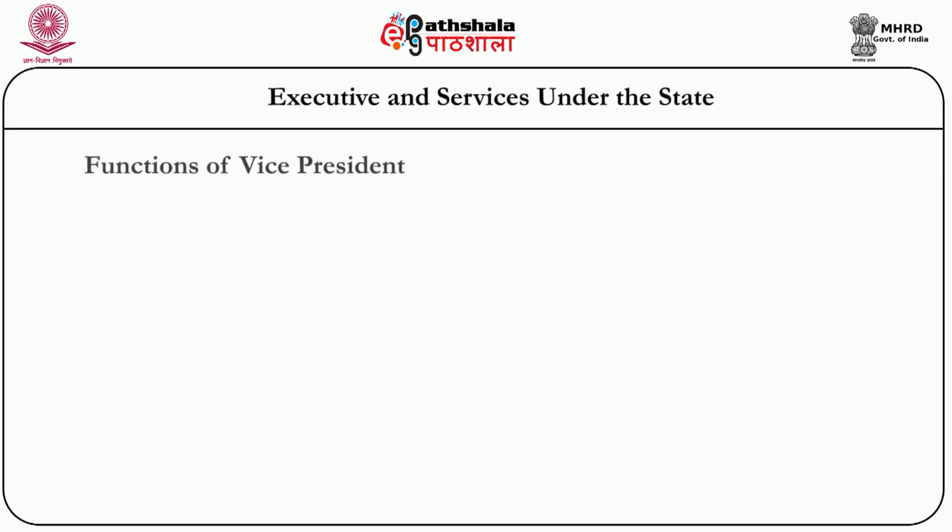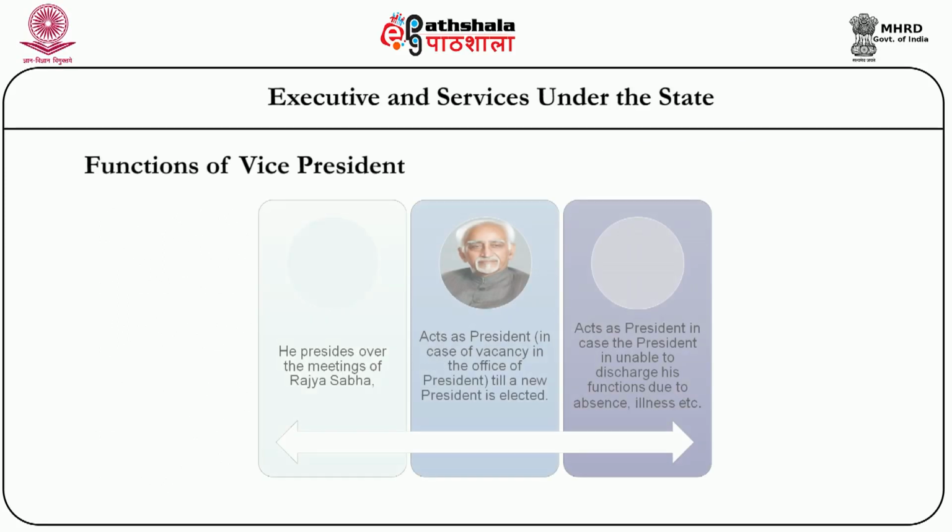Now, we will discuss the functions of the Vice President. He presides over the meetings of Rajya Sabha. He acts as President in case of vacancy in the office of President till a new President is elected. He also acts as President in case the President is unable to discharge his functions due to absence, illness, etc.